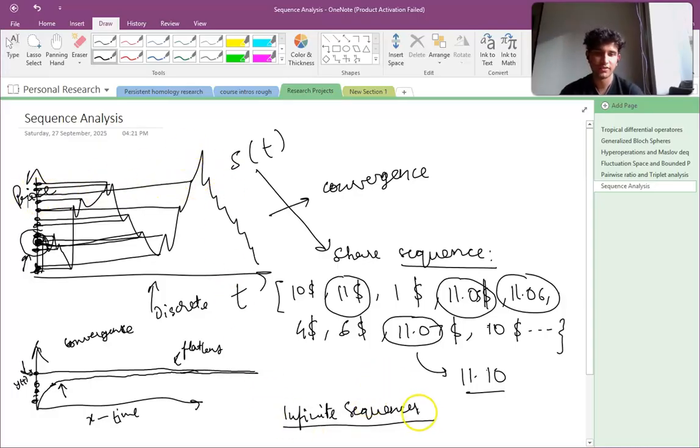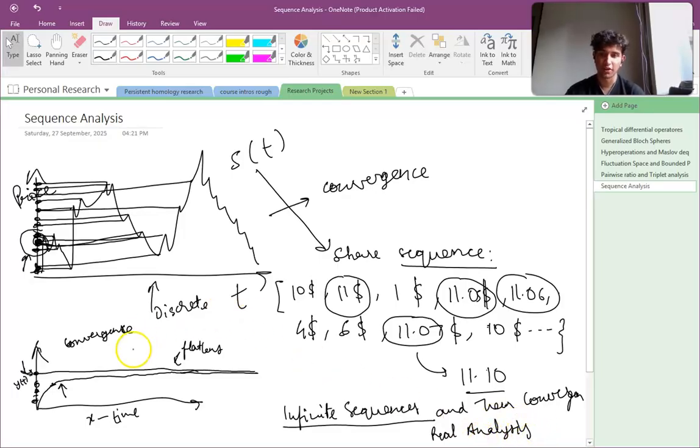The study of infinite sequences and convergence is a subject of real analysis. So we will be using concepts from there to talk about convergence here. Let's say I have a graph like this, and let's say it starts here, then it starts here, then it goes here, here.